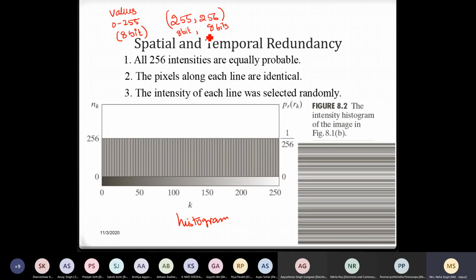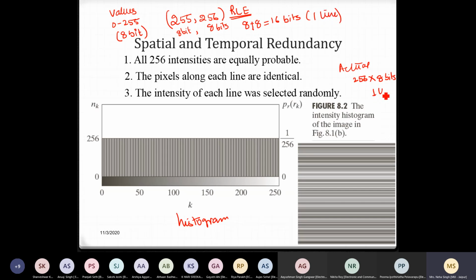So these 256 values are now coded in 16 bits only. Otherwise, how many bits would be needed? 8 bits per pixel and there are 256 pixels. So what was our actual requirement? 256 times 8 bits. These many bits were required to represent one row. Now if I use this run length coding, RLE, how many bits do I require per line? 8 bits to define the gray level and 8 bits to define the run, which is 256. So in all, only 16 bits for one line.